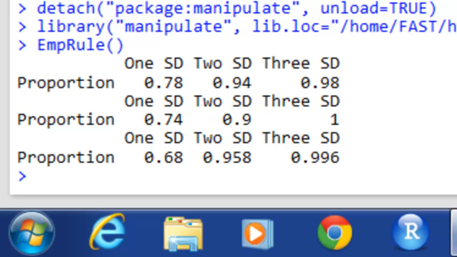Now, of course, if you play along with this app, you're getting random data each time, so you're not going to get exactly the same sample or exactly the same numbers as I'm getting here.